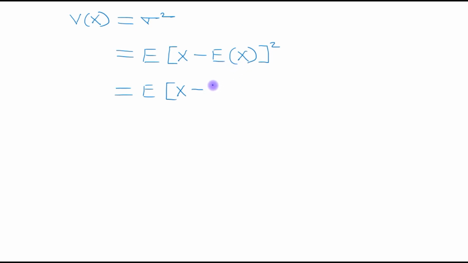Variance of x equals sigma square. In the next step, we can write it in this way. Next step, E(x) can be written as mu.